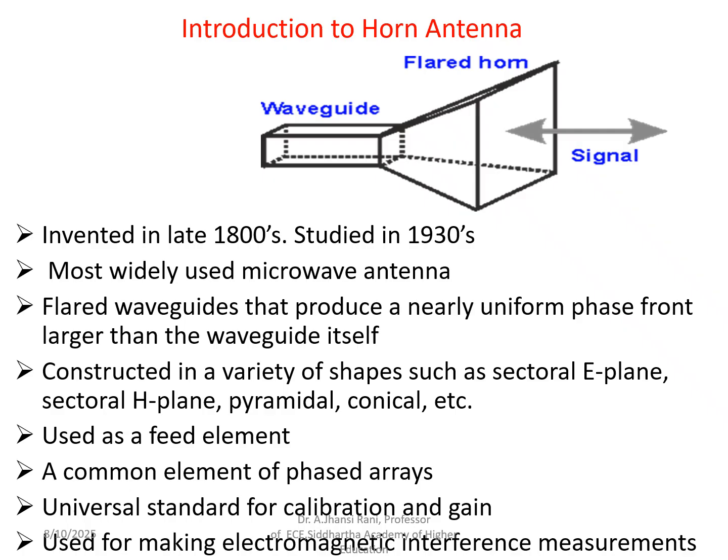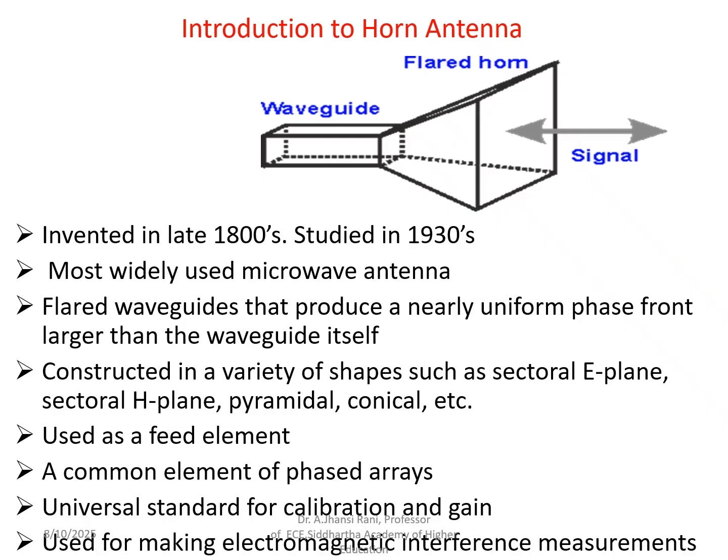This antenna is bidirectional. It emanates signals from the horn mouth and also receives signals at the horn mouth. It was invented in the 1800s and has been in active operation mainly since the 1930s. It is the most widely used microwave antenna because it operates at high frequencies and can withstand larger powers. Because it is a flared waveguide, it produces a nearly uniform phase front larger than the waveguide. The waveguide is only flared at the end.